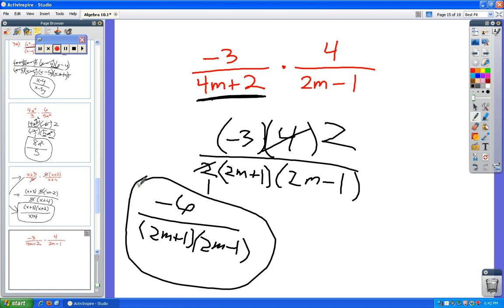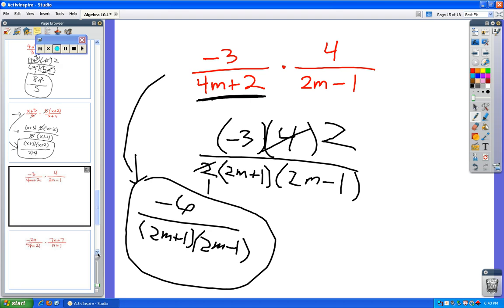Is that okay? It's not so obvious. You couldn't have just gone from here straight down to here, because we couldn't cancel anything. You cannot just look here and say, oh, I can cancel stuff, because they don't match. But if I have everything factored, I can cancel out the common factors. Okay. Let's try a couple more.